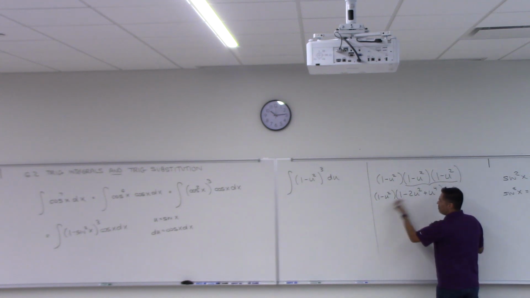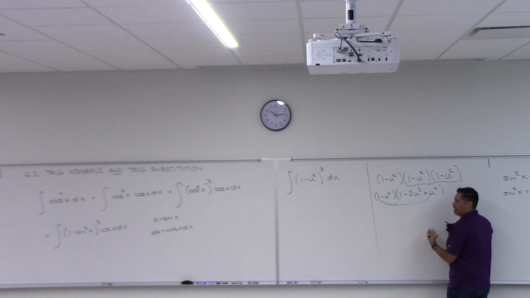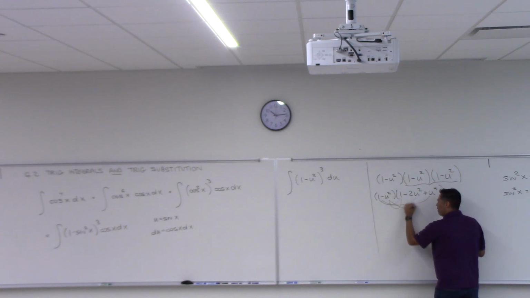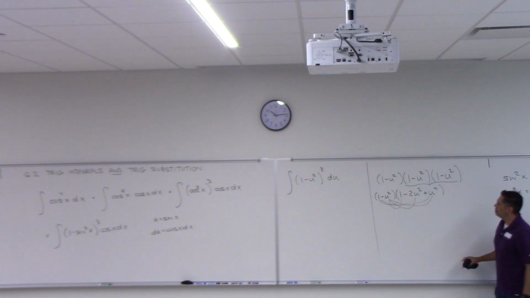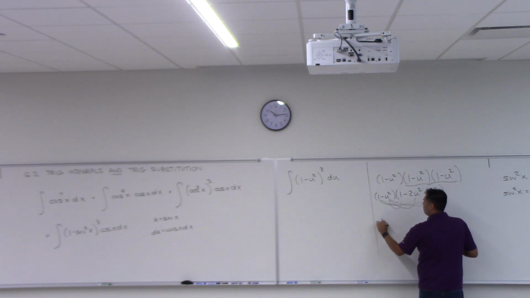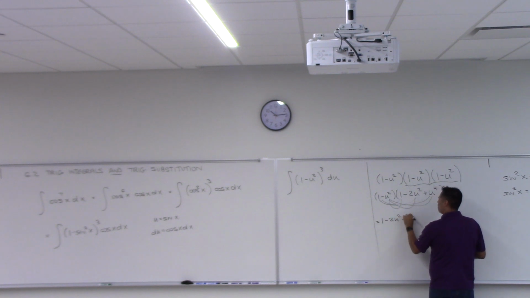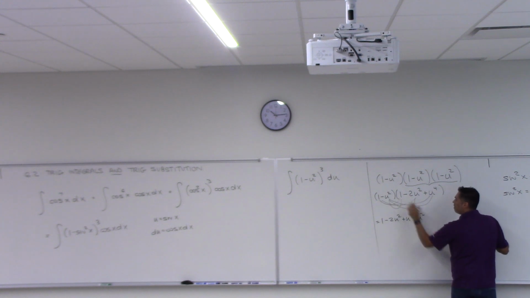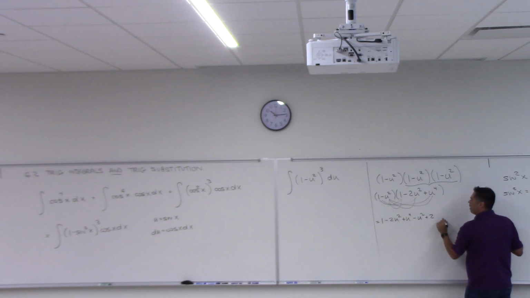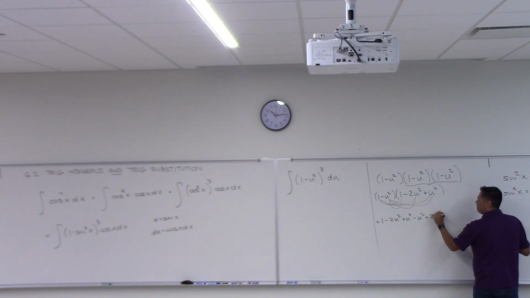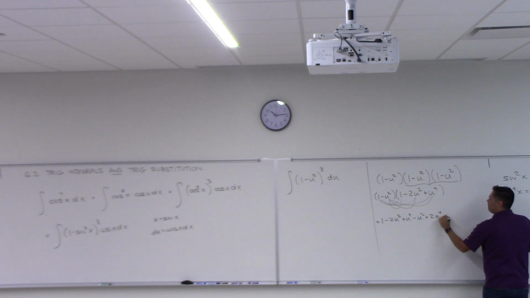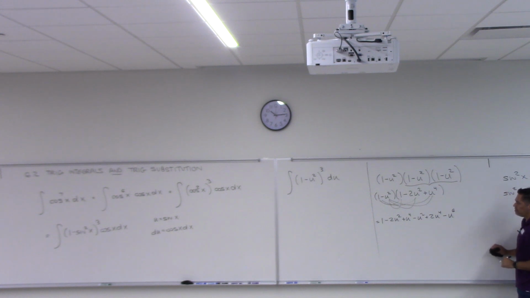Okay, now to do this, I multiply the 1 through to everything first, and then I multiply the negative u squared through to everything, and that'll be done. So when I multiply the 1 through first, I get 1 minus 2u squared plus u to the 4th. Then I multiply negative u squared, so negative u squared goes here to here. Positive 2 what? U to the 4th, and then last one, minus u to the 6th, right? We're adding exponents there.